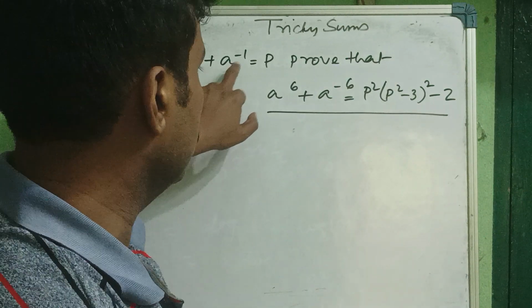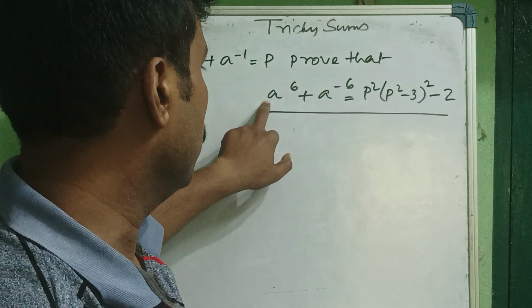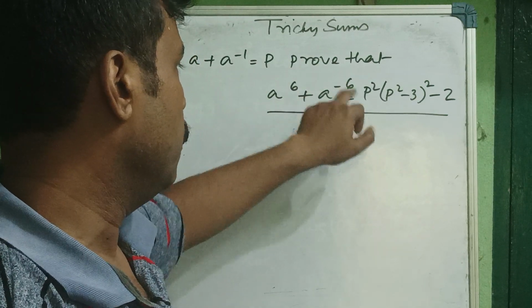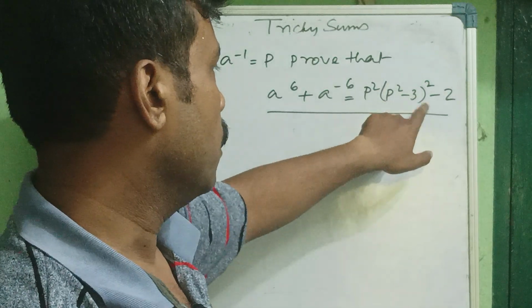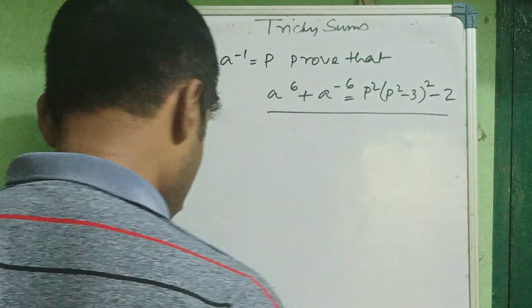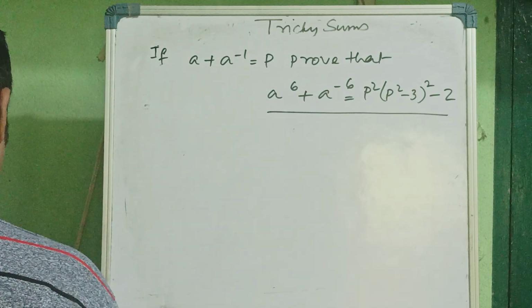Here a plus a to the power minus 1 equals p, and then you can prove that a to the power 6 plus a to the power minus 6 equals p square within bracket p square minus 3 whole square minus 2. This is the most tricky question, but I can solve it easily.